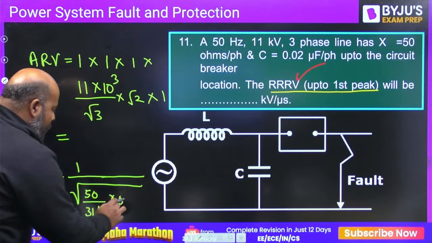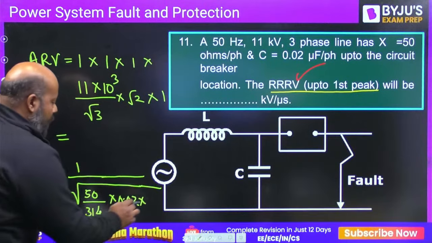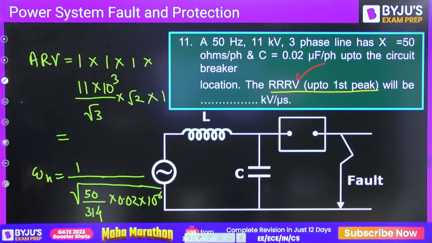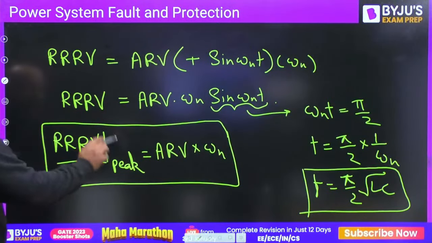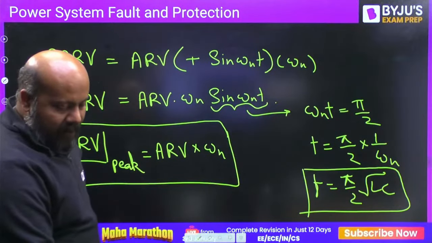And C is mentioned as 0.02 microfarad, so 10 to the power minus 6. Just solve this, you will be getting the omega n, and multiply them, and that will be your peak value of the rate of rise of recovery voltage. Is it clear, everybody?